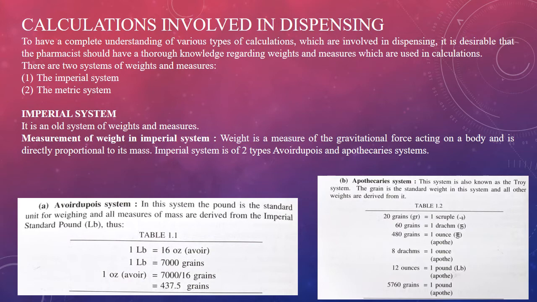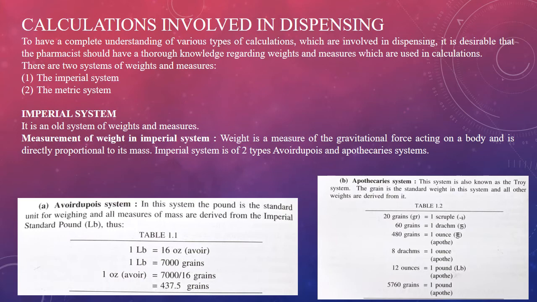Measurement of weight in imperial system. Weight is a measure of the gravitational force acting on a body and is directly proportional to its mass. Imperial system is of two types: avoirdupois and apothecary system. In avoirdupois system, the pound is the standard unit of weighing and all measures of mass are derived from the imperial standard pound, lb in short. 1 pound is equal to 16 ounces avoirdupois, 1 pound is equal to 7,000 grains, and so on.